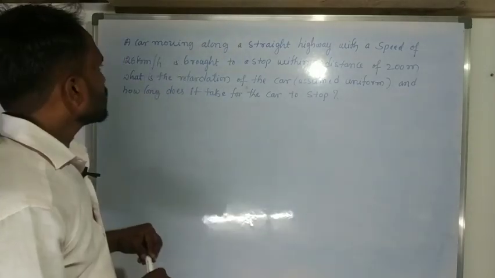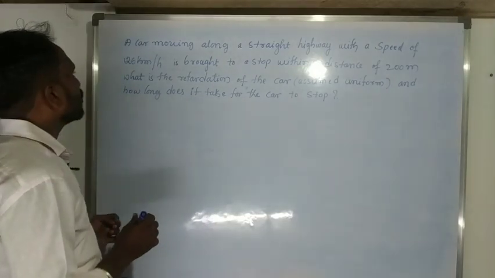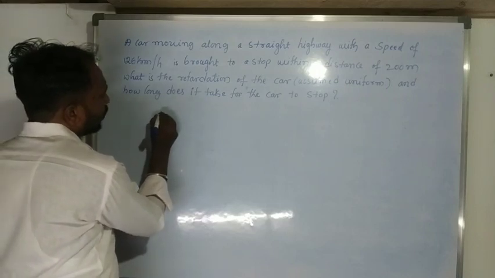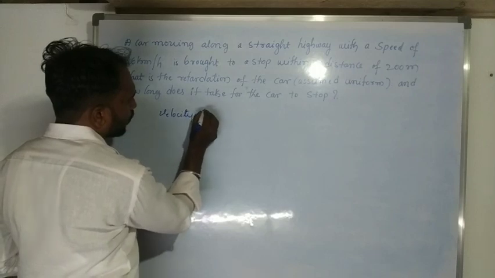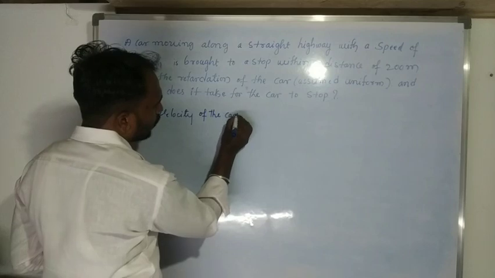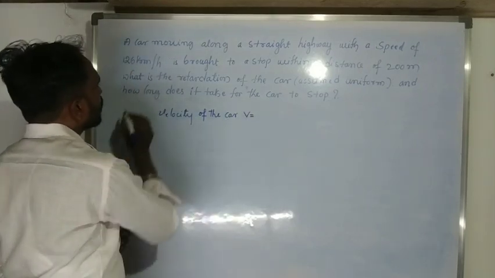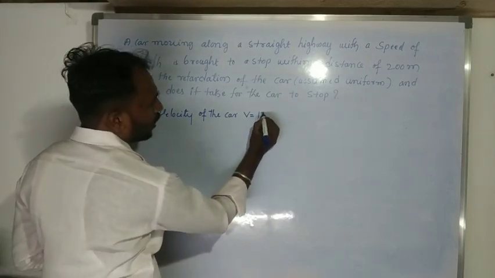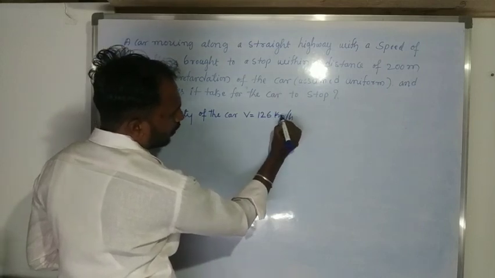So first one, a car moving along a straight highway with a speed of 126 km per hour. So here, first, the velocity of the car. So v is equal to how much? 126 kilometer per hour.